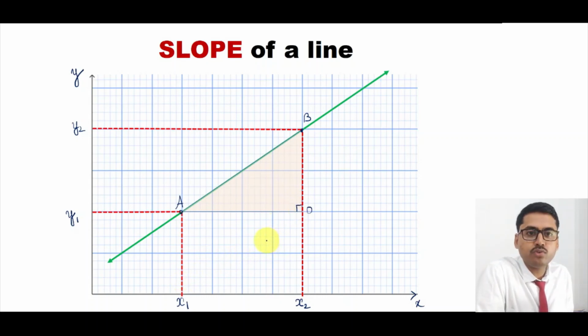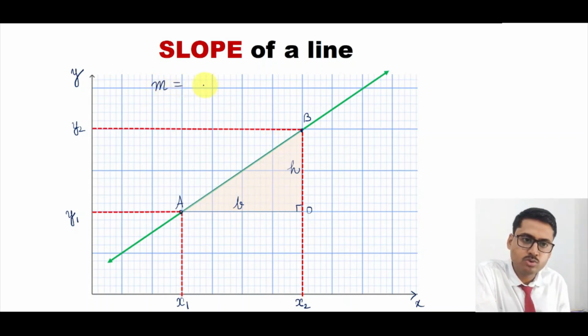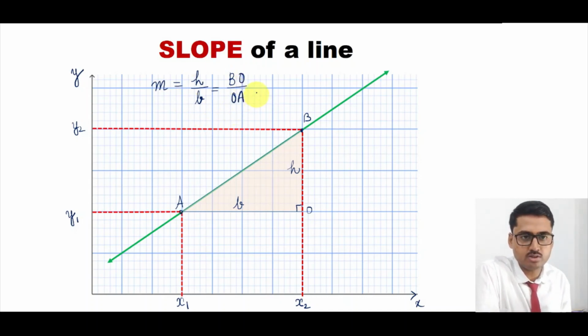In order to find the slope of a line, we need to focus on this triangle that we have taken here. What we basically need to do is find the height of the triangle and the base of the triangle, because the slope m will be equal to the height of the triangle divided by the base of the triangle, or we can call this BO by OA. This is the definition of slope, the ratio of height to the base.